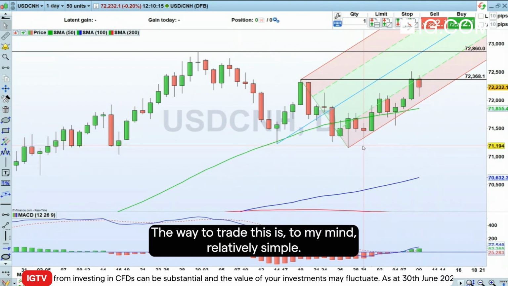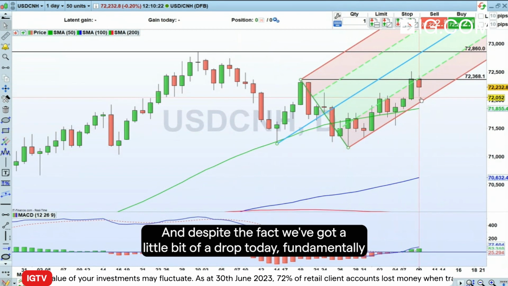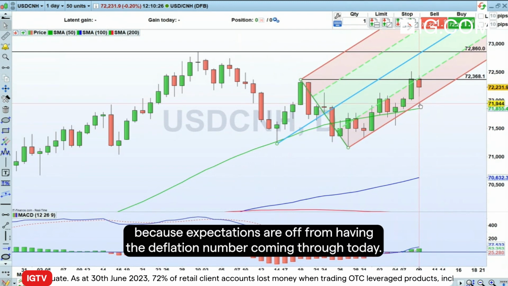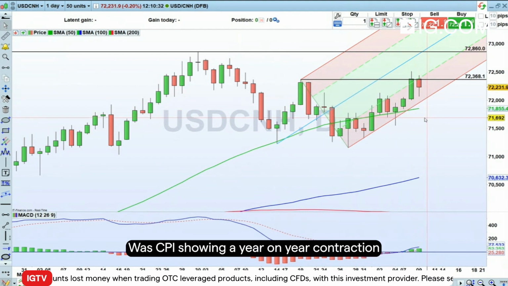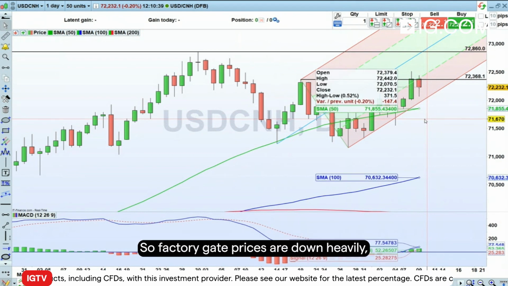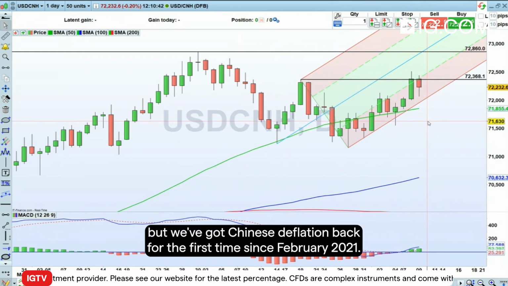Now, the way to trade this is, to my mind, relatively simple. And despite the fact we've got a little bit of a drop today, fundamentally, this is because we've got money going into the Chinese yuan because of expectations from the deflation number coming through today, with CPI showing a year-on-year contraction, a 0.3% reading. Producer prices were down a whopping 4.4% year-on-year, so factory gate prices are down heavily. But we've got Chinese deflation back for the first time since February 2021.